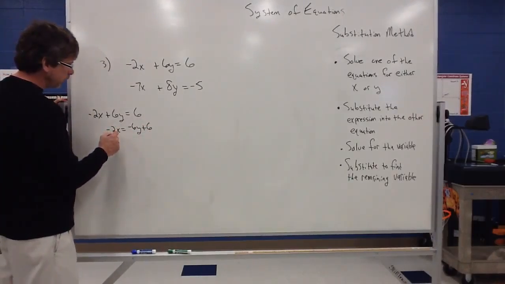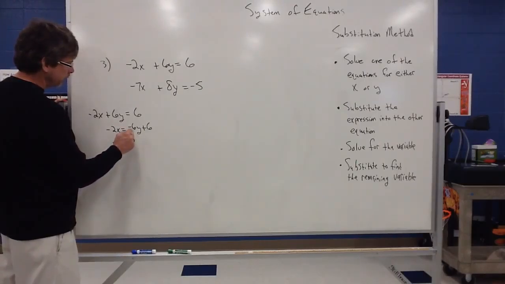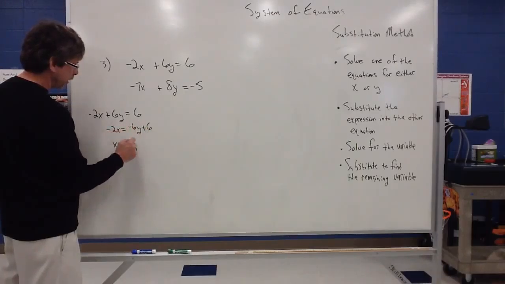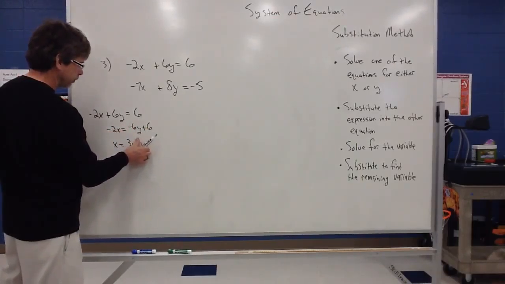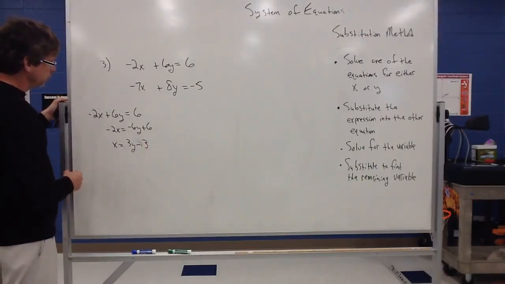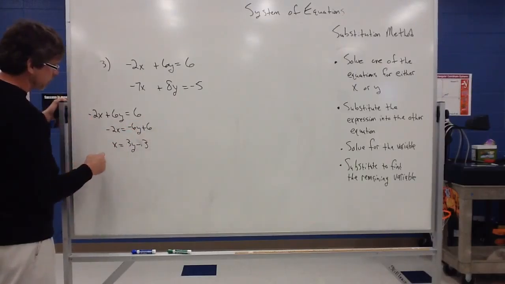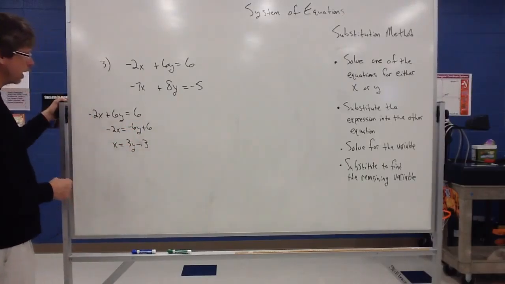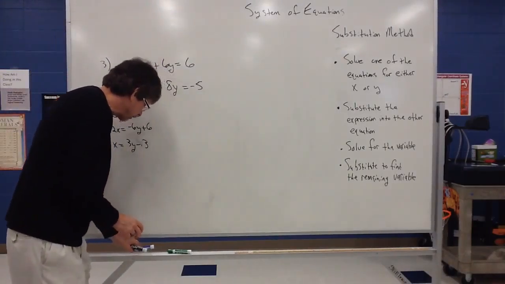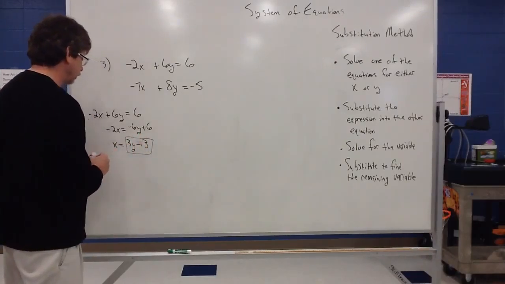And to get rid of this negative 2, I've got to divide everything by a negative 2. So that becomes x. Negative 6 divided by negative 2 becomes a 3, so it's 3y. And negative 6 divided by negative 2 would be then a minus 3. Again, I don't actually have to show that. I can merely do that. That's my step. So x equals then 3y minus 3. So I've got one of the equations solved for x.